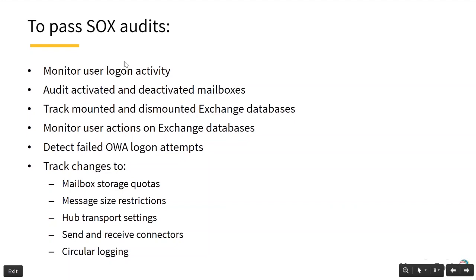So the very first thing you can do is monitor user logon activity. So you can see the logon nature, you can see the trends in your organization. You can see which user accessed which user's mailbox, whether they accessed their own mailbox, or whether they weren't an owner but were a delegate, so they accessed a mailbox. You can find out which mailboxes were activated or deactivated in recent times in your organization. You can track the databases that have been mounted or dismounted. So this is another thing that's also important.